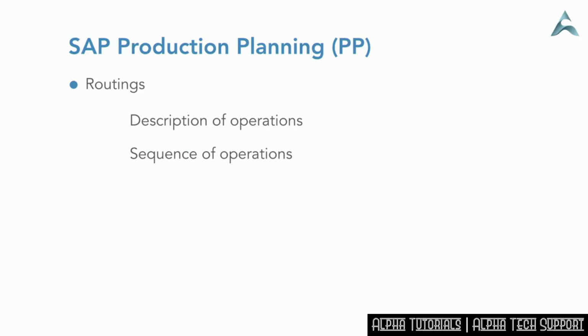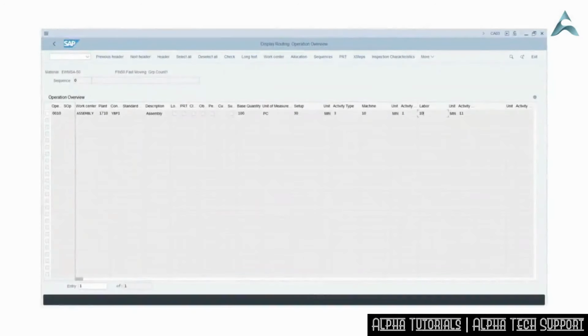Let's look at a routing in SAP. We'll look at the same product as in the bill of materials, coded as the FIN50 fast moving. This is a simple routing where there's only one operation, called assembly. This routing tells a lot of information. We have a base quantity of 100 pieces, and it's going to take 30 minutes to set up the machine and 10 minutes of labor to complete the assembly operation.